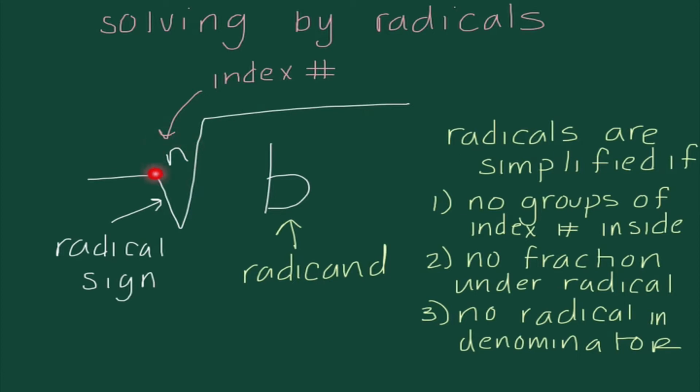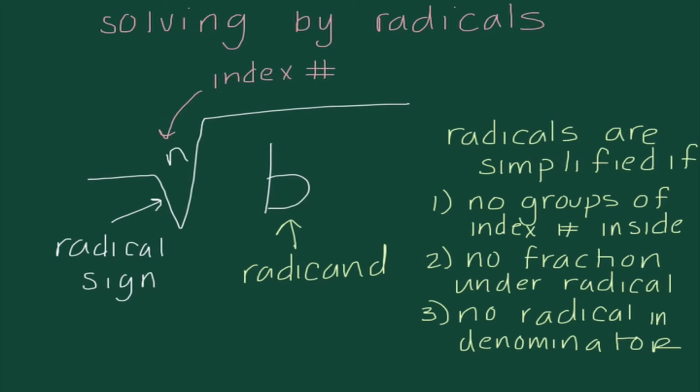Today, we're going to work with some index numbers that are different than 2. Later on this year, we're going to work a lot with cube roots and fourth roots and fifth roots and so forth. Obviously, this is what we call our radical sign. And our number inside our radical, we call our radicand. It's a fun word, radicand.